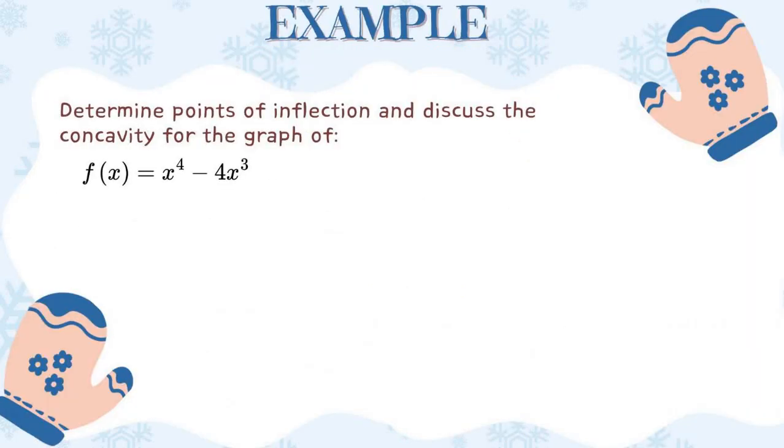It says, determine the points of inflection and discuss the concavity for the graph of f of x equals x to the fourth minus 4x cubed. So what do we want to do first? Cool. What's our derivative? 4x cubed minus 12x squared. Do we stop there? No, because now we're talking about concavity, so we need the second derivative. So what's our second derivative? 12x squared minus 24x.